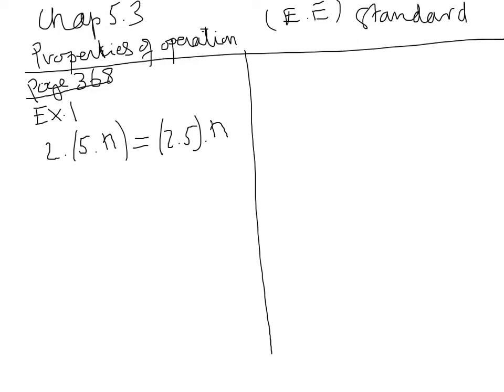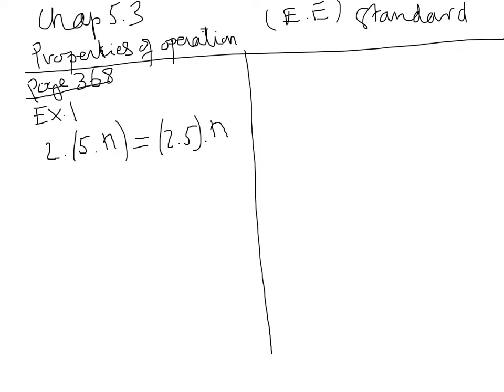All right, class, it's still on page 368. We're going to take a look at example 1, which is asking us to name the property shown by the statement. And this is our statement: 2 times (5 times n) is equal to (2 times 5) times n. So our goal is to come up with the name of the property. So far, all we see is commutative property or associative property. It's going to be one of those, either addition or multiplication.